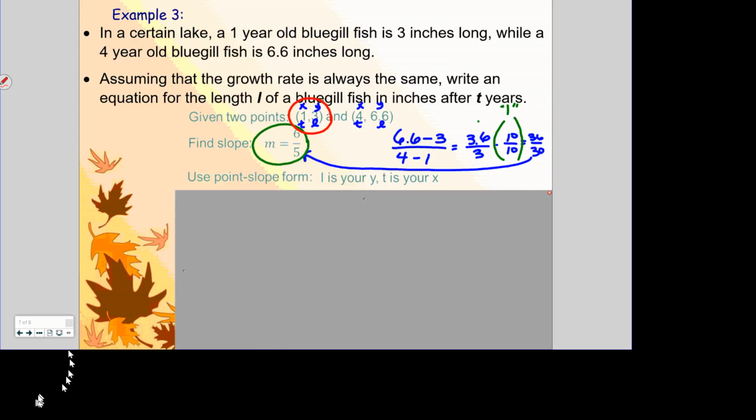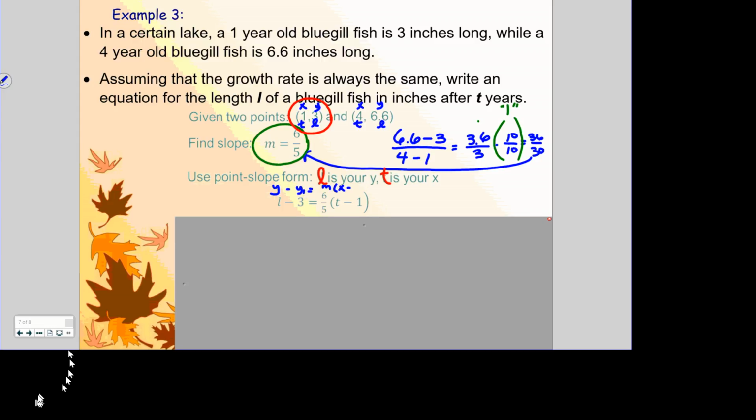Remembering that L is our y variable and T is our x, and we identified that from the way the points were given. So go ahead, write your equation in point slope form using L and T. When you're ready to check that, click play after pausing. Okay, so L minus 3 equals 6/5 times T minus 1. Remember, this is your y minus y1 equals m times x minus x1. So replacing the 1, the m, and the 3.